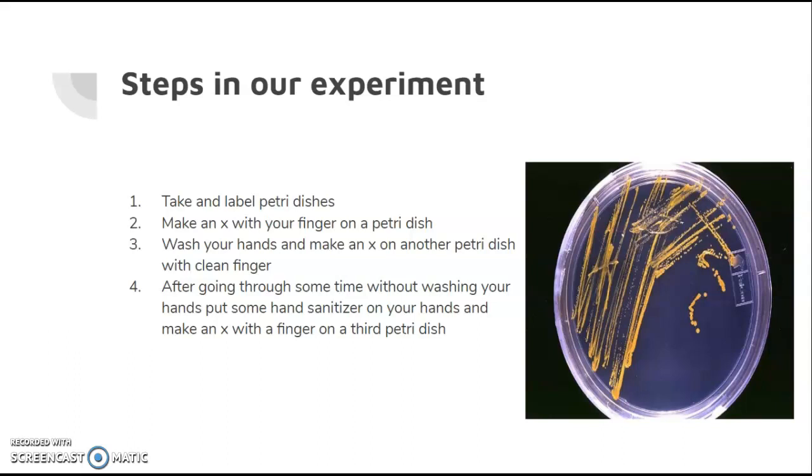Step 1, we want to take and label our petri dishes. So Miss Bahr wrote on the petri dishes with a permanent marker. I wrote control, because in each experiment you need one that shows what your hands are going to be like without being washed, without hand sanitizer, with all of the dirty germs on there before you wash your hands or before you put hand sanitizer on. Okay, so I did that. I put one with control and I put my finger on it with an X pattern before I washed my hands or put hand sanitizer on it. Make an X with your finger on the petri dish.